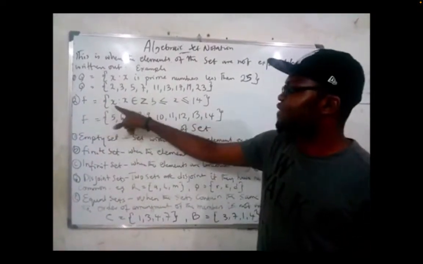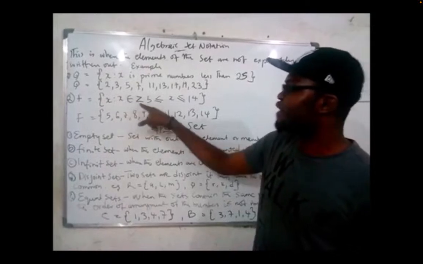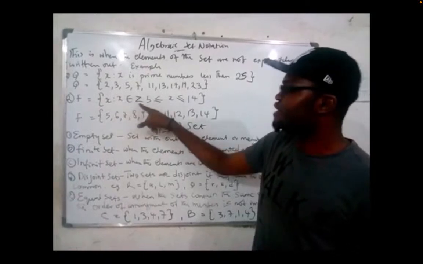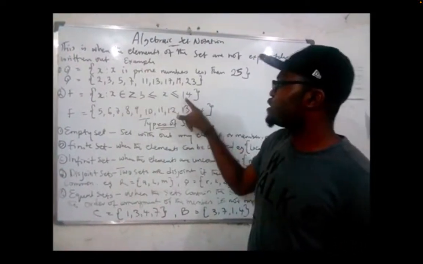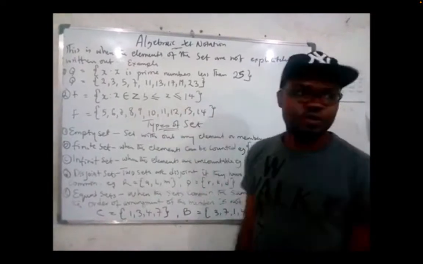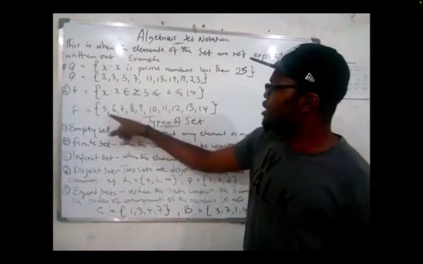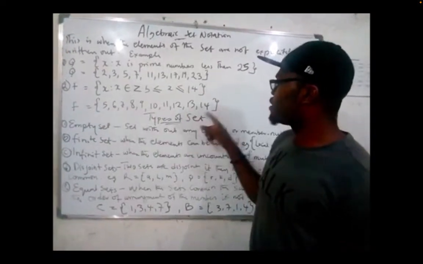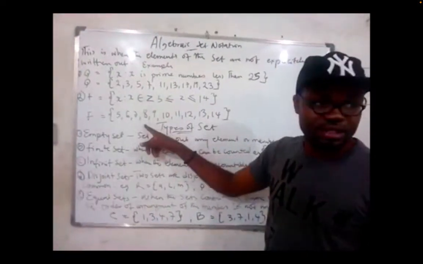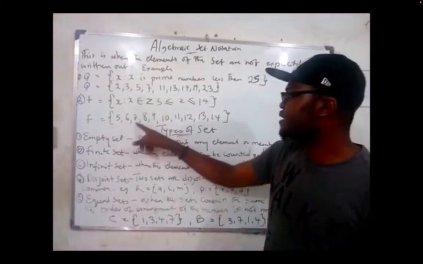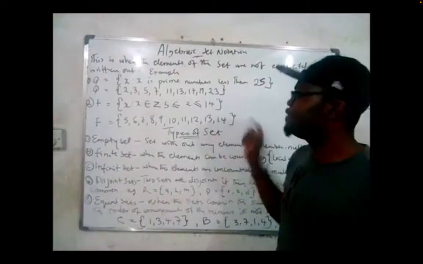F is a set of X so that X is a member of integer. And this integer ranges from 5 to 14, with 5 and 14 inclusive. Is that clear? The representation is all the integers from 5 to 14, and you know integers are whole numbers, isn't it? So we have 5, 6, 7, 8, 9, 10, 11, 12, 13, 14.